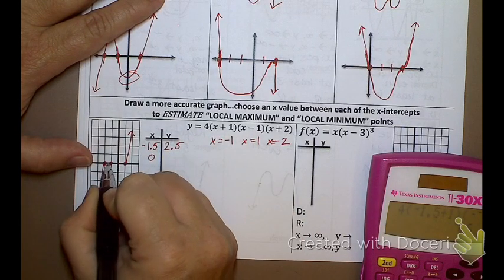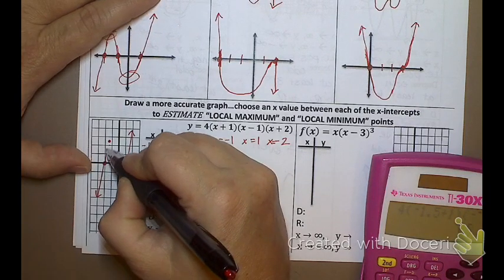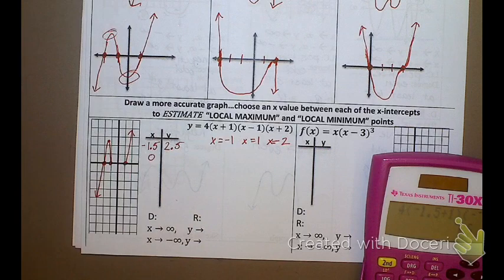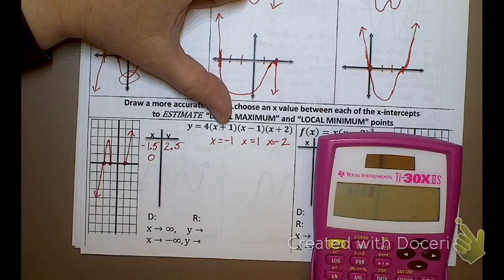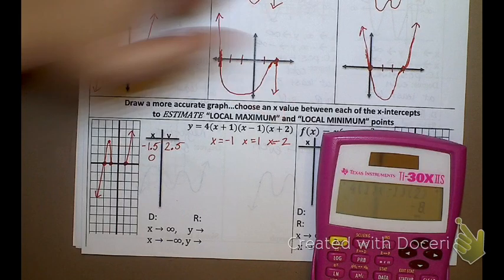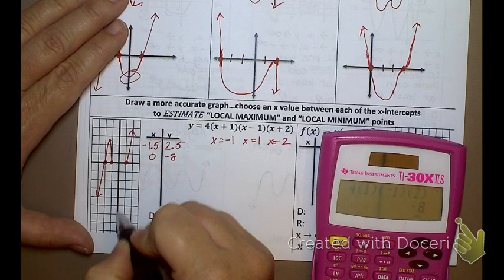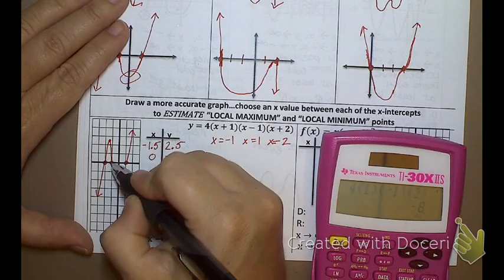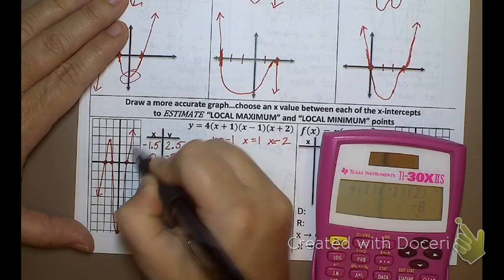So if -1.5, 2.5 is on my graph, that gives me a better idea of exactly how high that goes. Does that make sense? And if I go back and plug in 0, I have 4 times 0 plus 1 is 1, 0 minus 1 is -1, and 0 plus 2 is 2. I get negative 8. 1, 2, 3, 4, 5, 6, 7, 8. I now have an idea that this actually goes all the way down to here before it's going to curve back up.